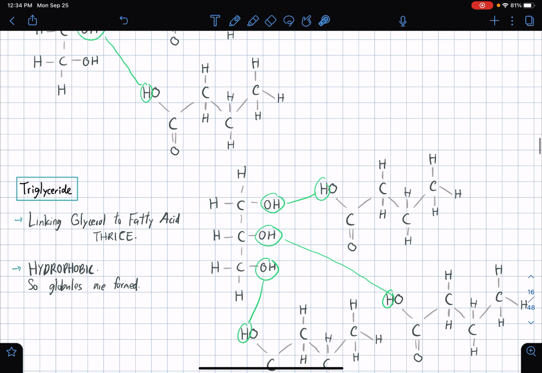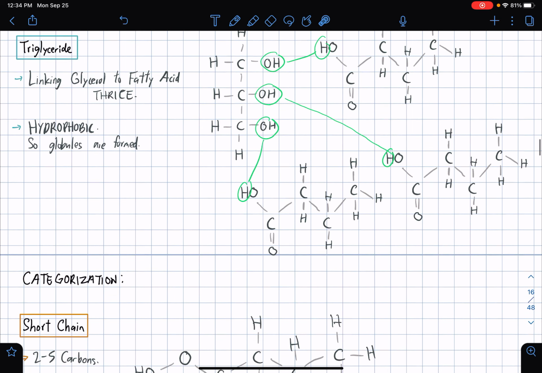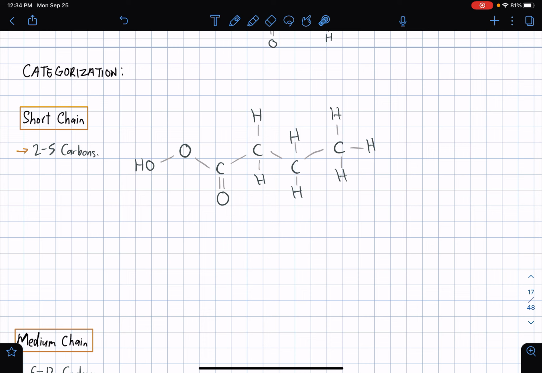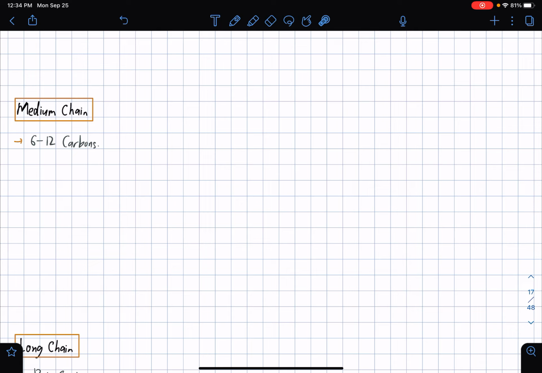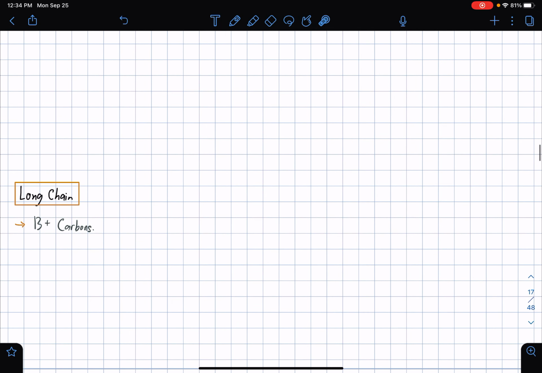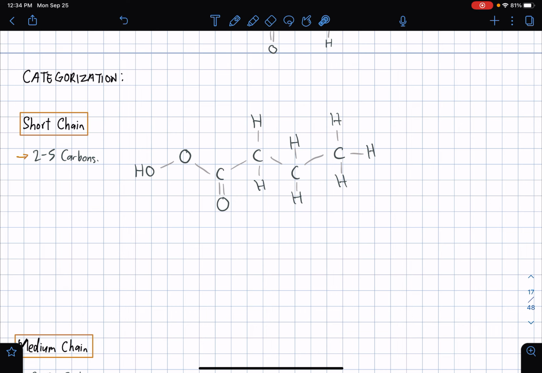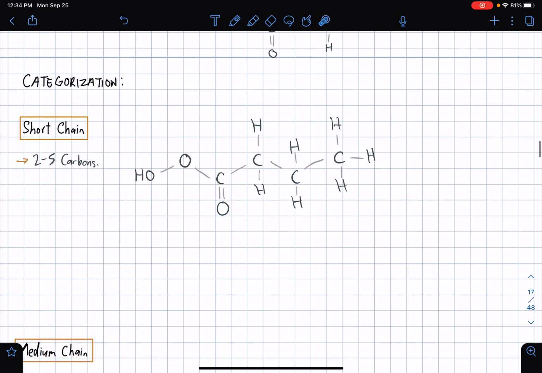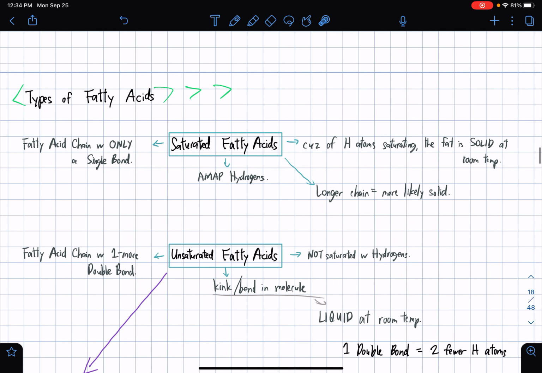Since globules are formed, triglycerides are hydrophobic. These are basically fats. Fats are hydrophobic. For categorization, you call a lipid short chain if it only consists of 2 to 5 carbons. You call it medium if there are 6 to 12 carbons. And you call it long chain if there are 13 or more carbons. I wasn't able to exactly illustrate the medium and long chain, but you'll find many illustrations on the internet.